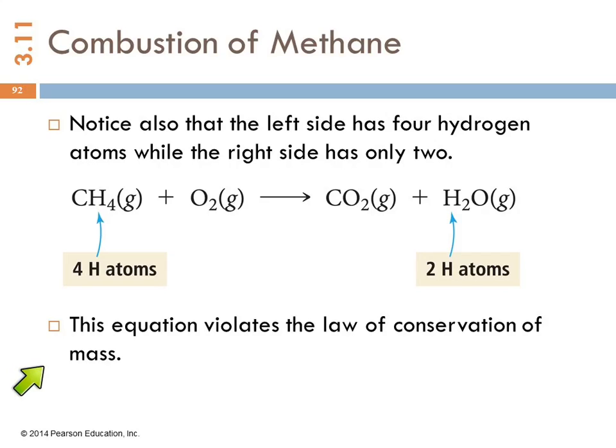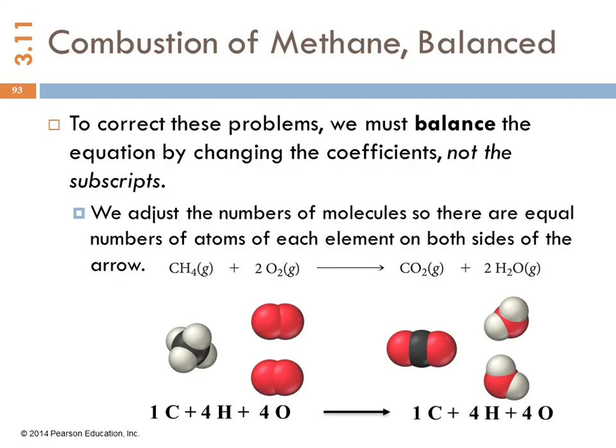So we would say that this equation violates the law of conservation of mass. We can't have mass being created or destroyed. We can't have matter being created or destroyed in a chemical reaction. So we need to adjust our chemical equation, which is just our description of what's actually happening. By adjusting the equation, that does not affect the actual reaction at all. It's just our description of it. So we say we're going to balance the equation.